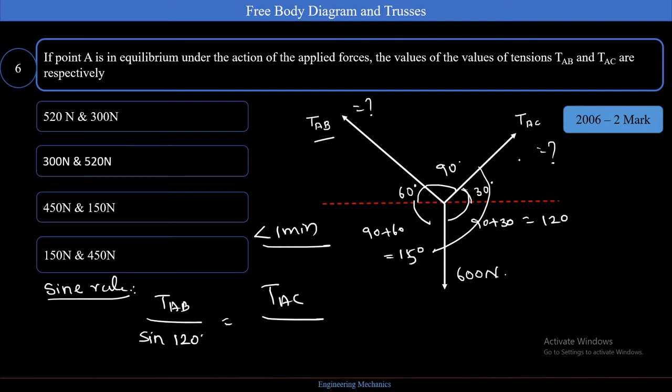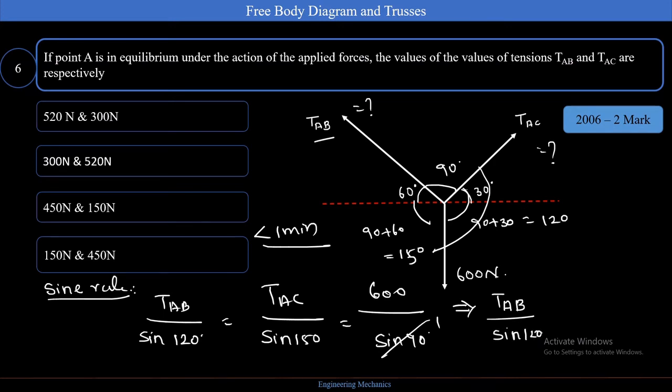So TAC divided by the sine of the angle between the adjacent two forces, that is sine 150, and 600 divided by sine 90. So we know sine 90 is nothing but 1. So I can write TAB divided by sine 120 is equal to 600. So TAB is equal to 600 into sine 120. So my answer for TAB is nothing but 520 Newton.